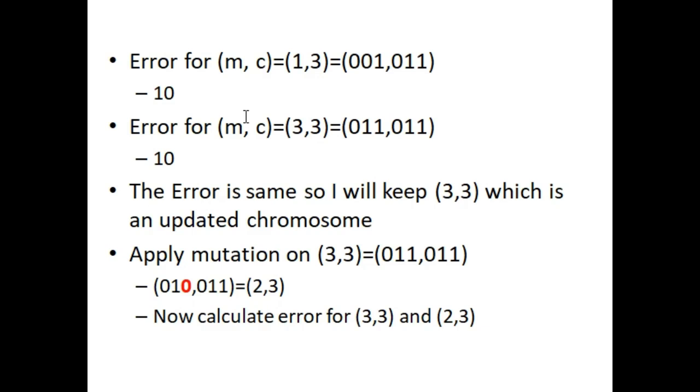Then I will again apply the mutation. So what is mutation? I will generate a random number. At that location, I just reverse the bit. If the value of the bit is 1, then I will reverse the value from 1 to 0. In the same way, if there is 0, I will reverse it to 1. So 3, 3 will become 2, 3. So now I will calculate the error for 3, 3 and 2, 3. The 2, 3 is our updated or new generation.